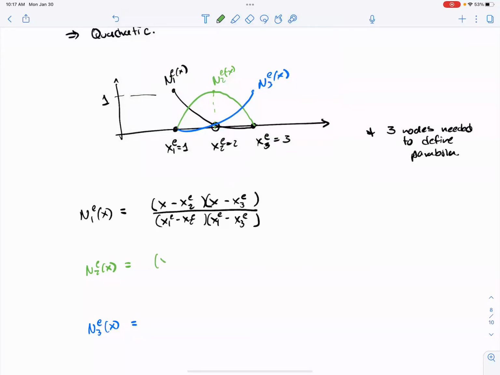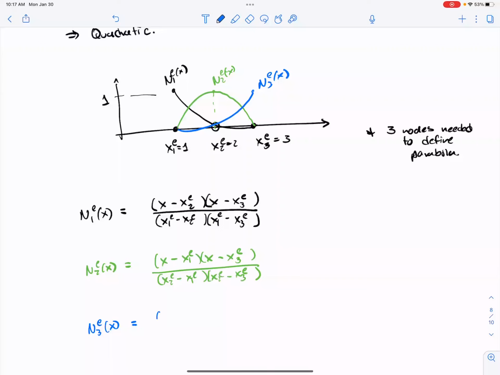So for this one, the second parabola needs to be 0 at the first and at the last point. So here, if I do this, then I guarantee that it will be 0 at the first point. If I do this, then I guarantee that it is 0 at the last point. And then I just need to normalize. So I just need to do this. And if I do that, when I plug in x equals x2, things will cancel out and I will get a 1.